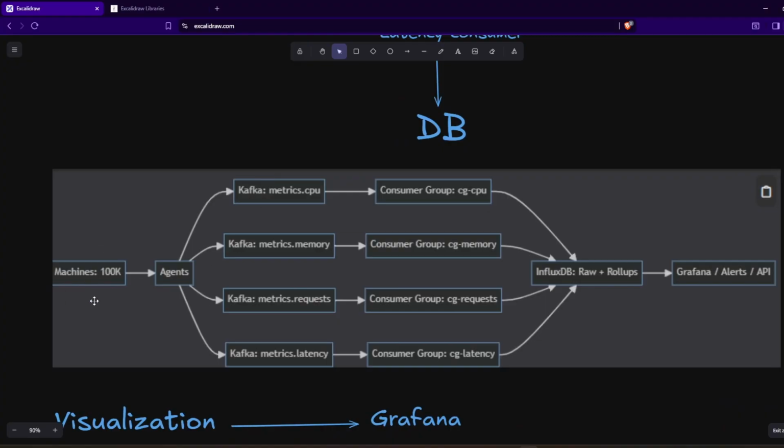Suppose there are 100k machines emitting the data, and from those machines, using those agents, we are going to emit the actual data. It will come to the different Kafka topics. All these things that you see are different Kafka topics, and for each topic we are going to have a consumer or a consumer group. The consumer group is again for resiliency, so that if you have a group of machines, there is less chance of outage, right? And then they are going to write the data to InfluxDB.